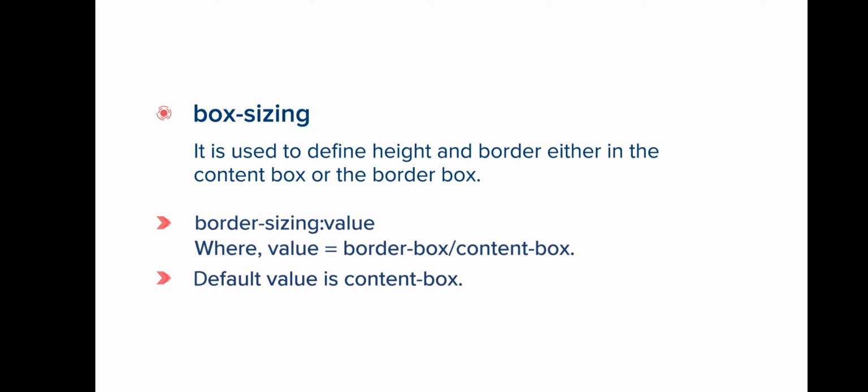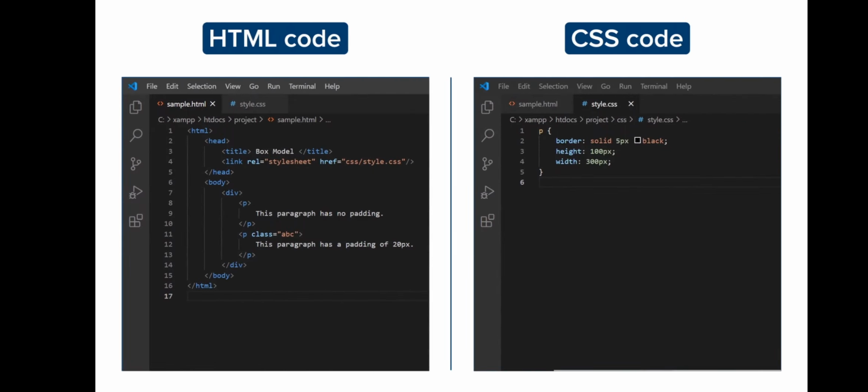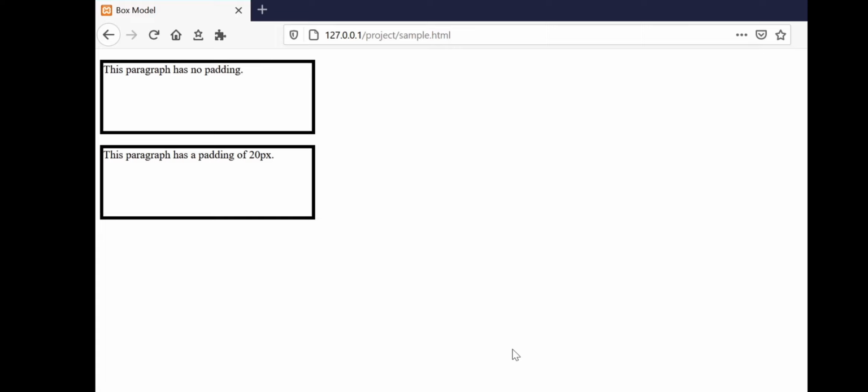The default value of this property is content box, which is the reason when we specify the height and width to any element, it gets applied only to the content box. Let's add the property value pair to the code which we used earlier and observe the difference. Here we go. Both the paragraphs now take the same amount of space. This is because now the padding and border are also included in the height and width of the content.